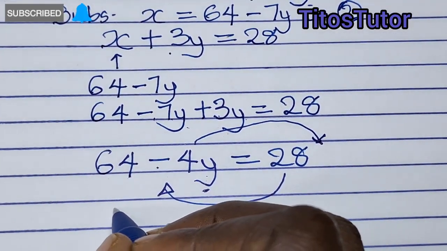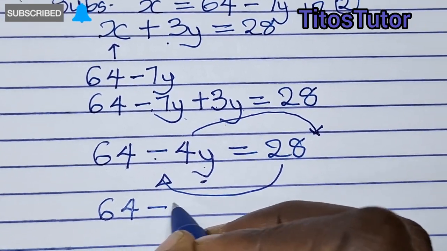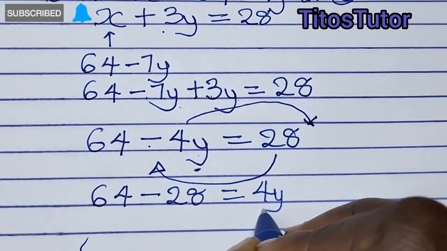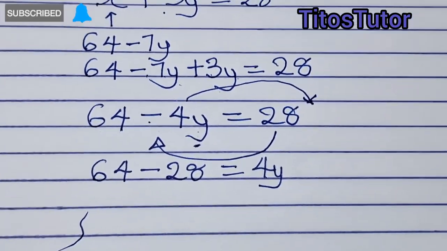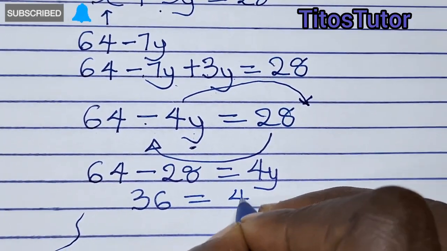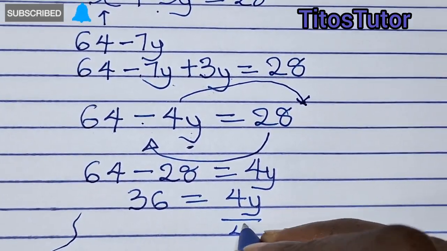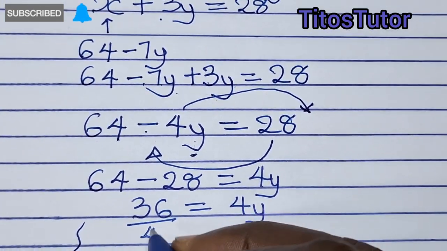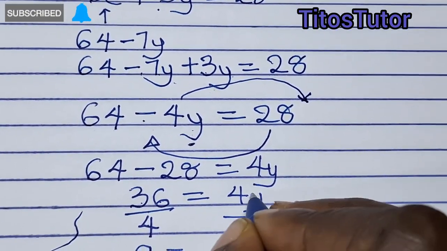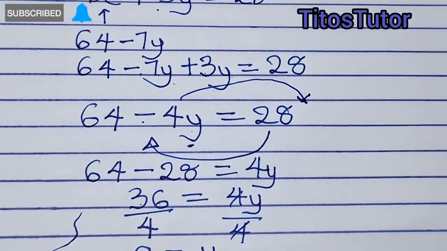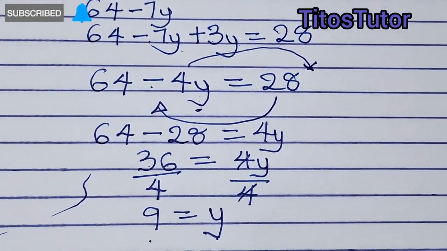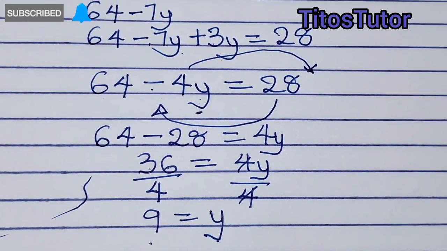Okay, so I have 64 minus 28 is equal to 4y. Now 64 minus 28 is 36. 36 equal to 4y. So I can divide both sides by 4. 36 divided by 4 is 9. And this 4 cancels this 4. I'm left with y. So my y is equal to 9.